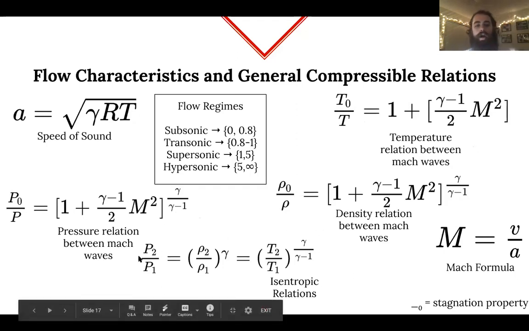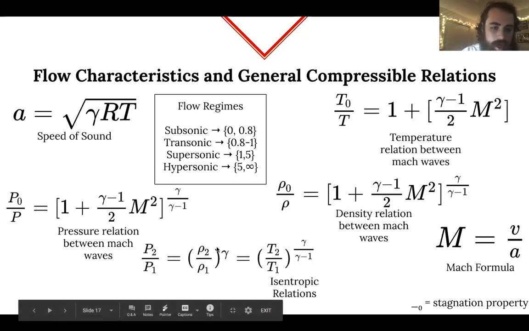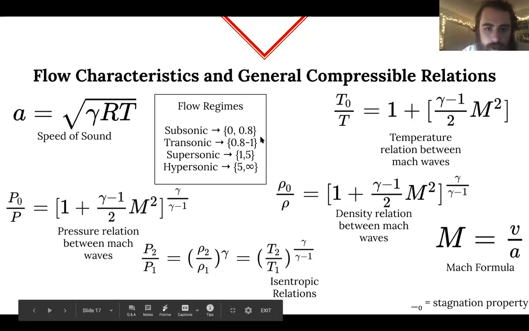Finally, these are your isentropic relations. Isentropic just means there's no losses in any way from heat, flow, none of it. Again, here are your gammas, and these are really useful for doing nozzle calculations. But that's something we'll talk about in another PowerPoint.